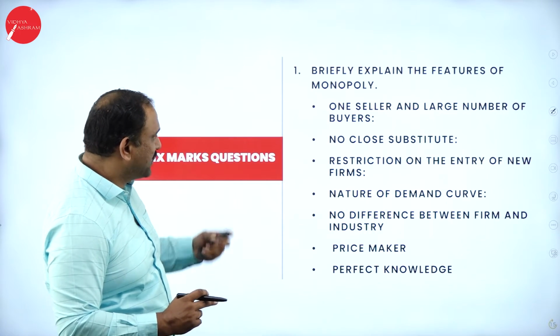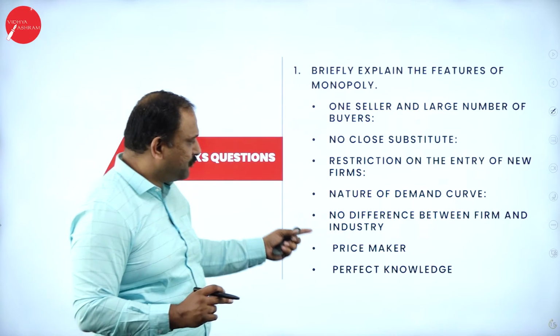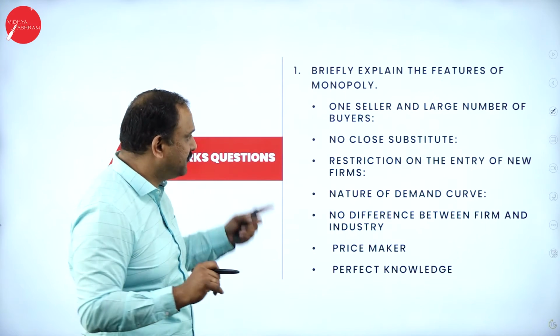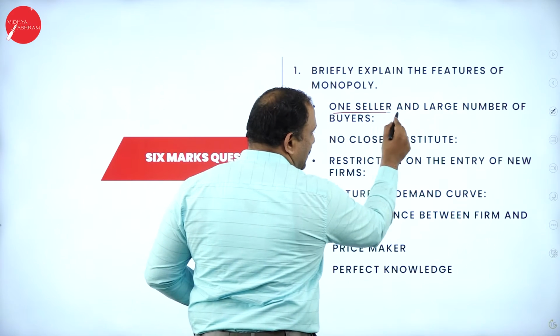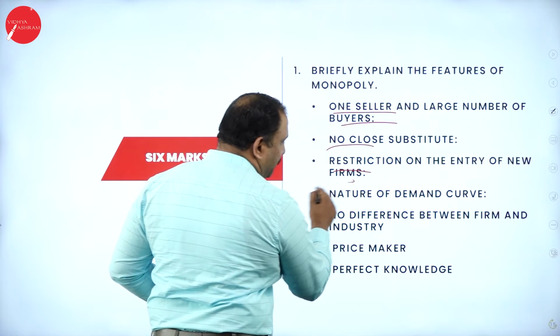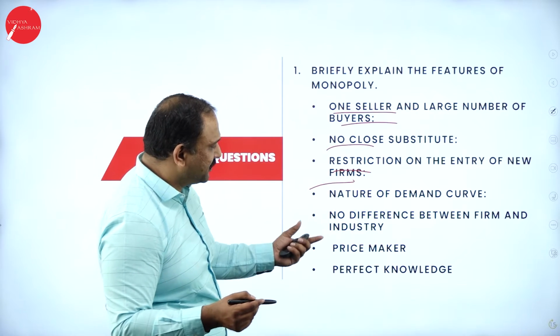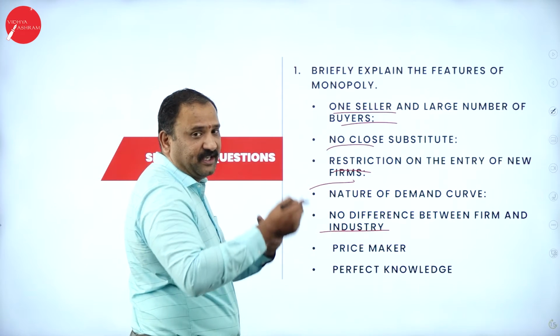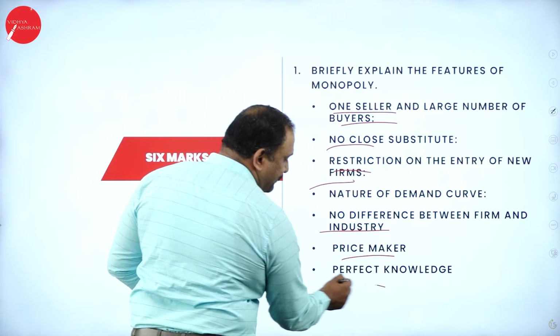Followed by the 6-mark question that's coming into it: the features of monopoly. This is a regularly repeated question in the examination where they've asked about the features. So: one seller, large number of buyers, no close substitute, restriction on the entry of firms, nature of the demand curve, no difference between firm and industry, it is a price maker, and there is perfect knowledge.